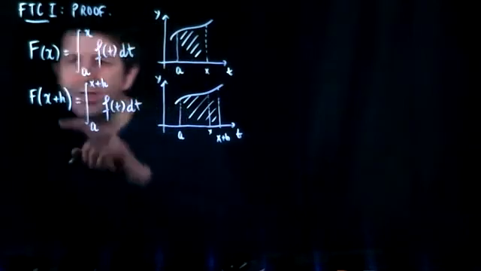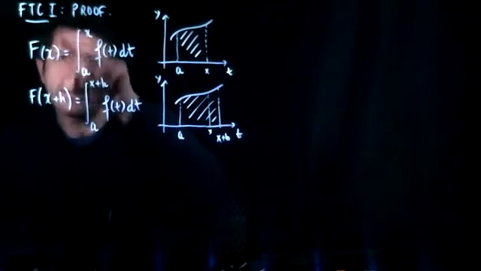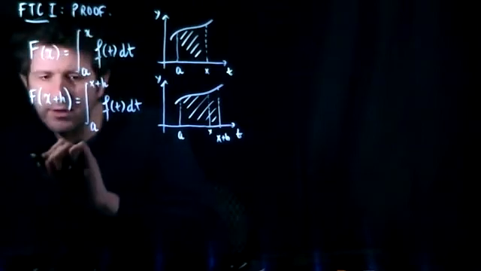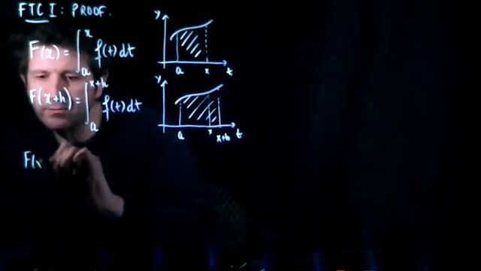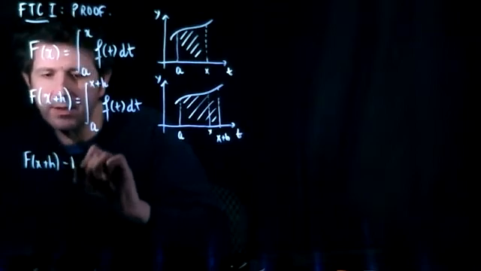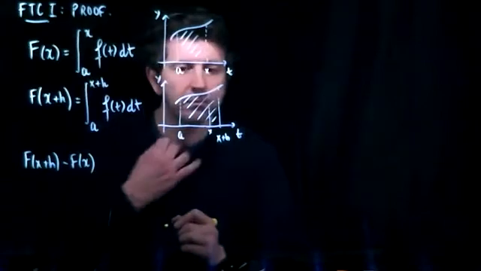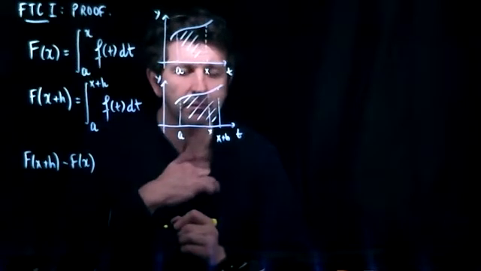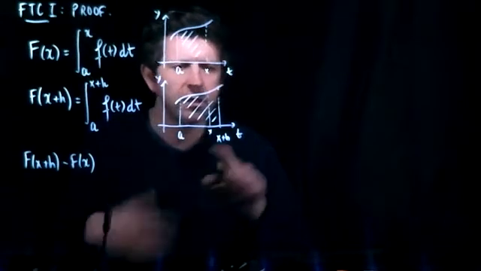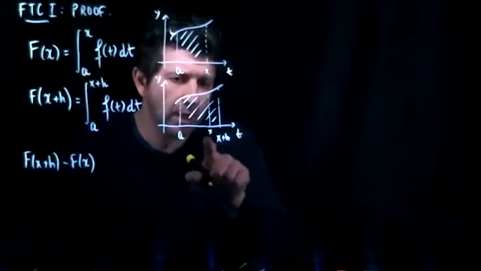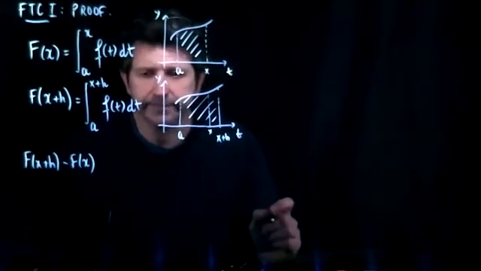Okay, so let's now subtract the two areas. So let's do F of x plus h. Sorry, the h is just the extra space that was added. H is just a bit more than x. Yeah, exactly.